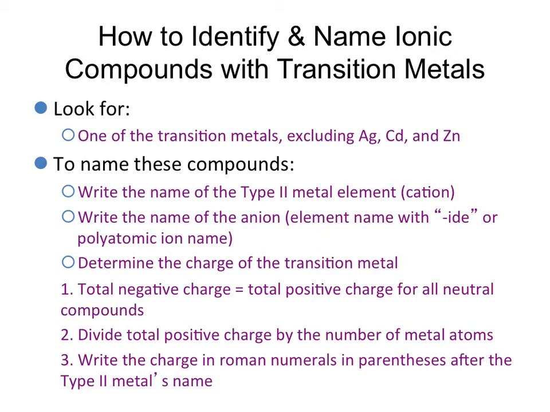And then to determine the charge of that transition metal, we're going to have to do a little math. We're going to find out the total negative charge, which will be equal to the total positive charge in all neutral compounds. We'll divide the total positive charge by the number of metal atoms in the chemical formula. And then once we determine the charge, we'll write it as a Roman numeral in parentheses after the type 2 metal's name.